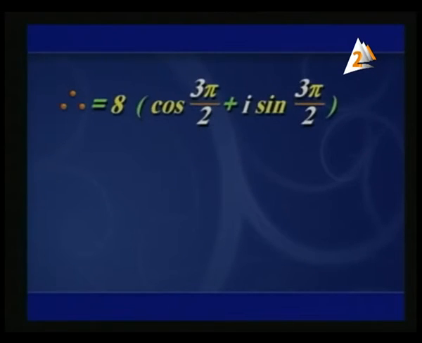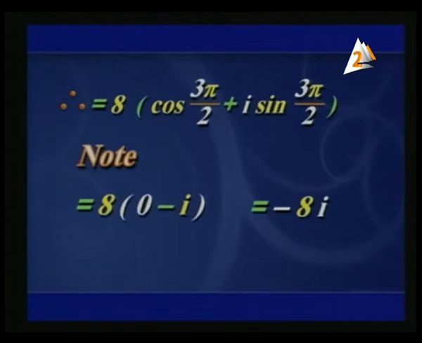Therefore, it equals 8(cos 3π/2 + i sin 3π/2), and equals 8(0 − i) equals −8i equals 8e^(3πi/2). Now, dear students, let's go to another example.